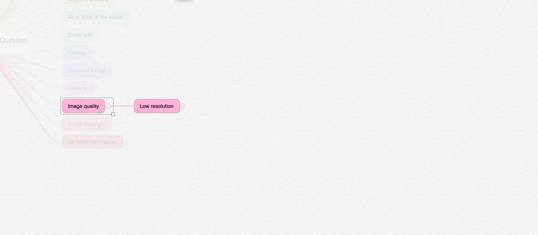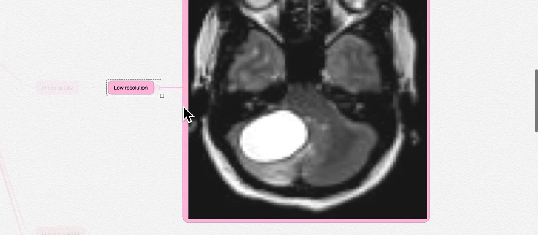The next issue is occasionally with image quality. The majority of the images are very high quality, but we have seen some low quality images coming through, such as this one. If you have an image like this, or you are editing a question with an image like this, please don't accept it. Either replace it with a much higher quality one, or contact the author and ask them to.